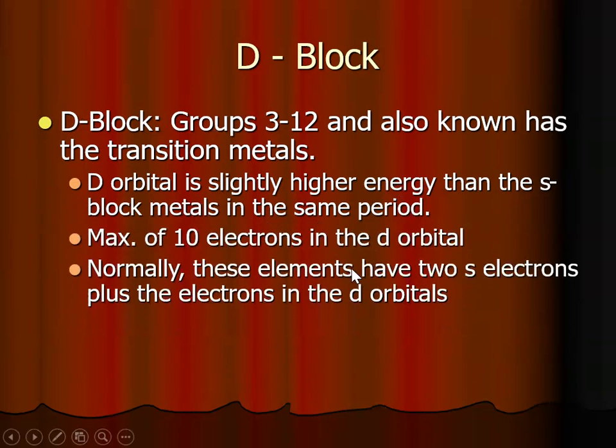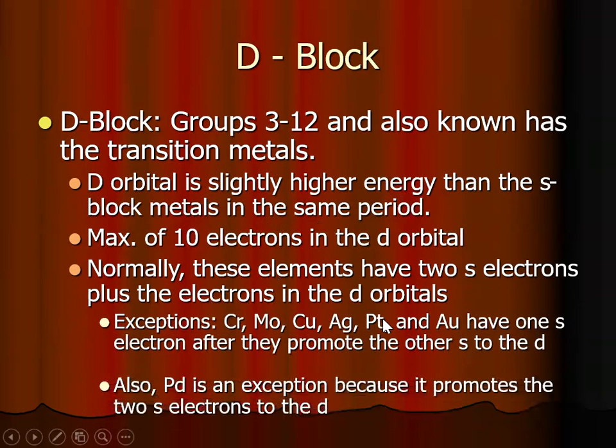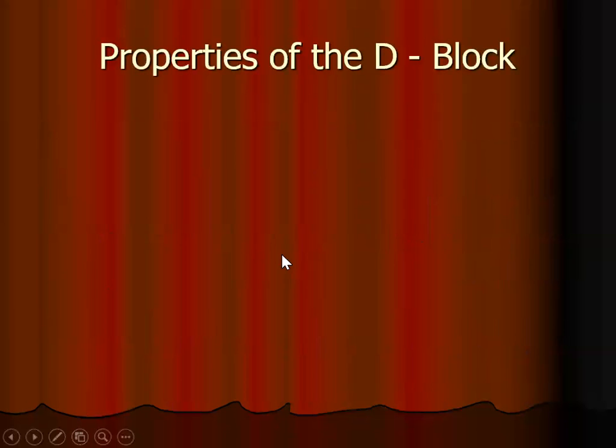They have 2 s electrons and then 10 d electrons. There are some exceptions to this, which you would not see on your test. You would expect Ag to be 4d9, but instead it's really 4s1 3d10. Those are some exceptions to the electron configuration.